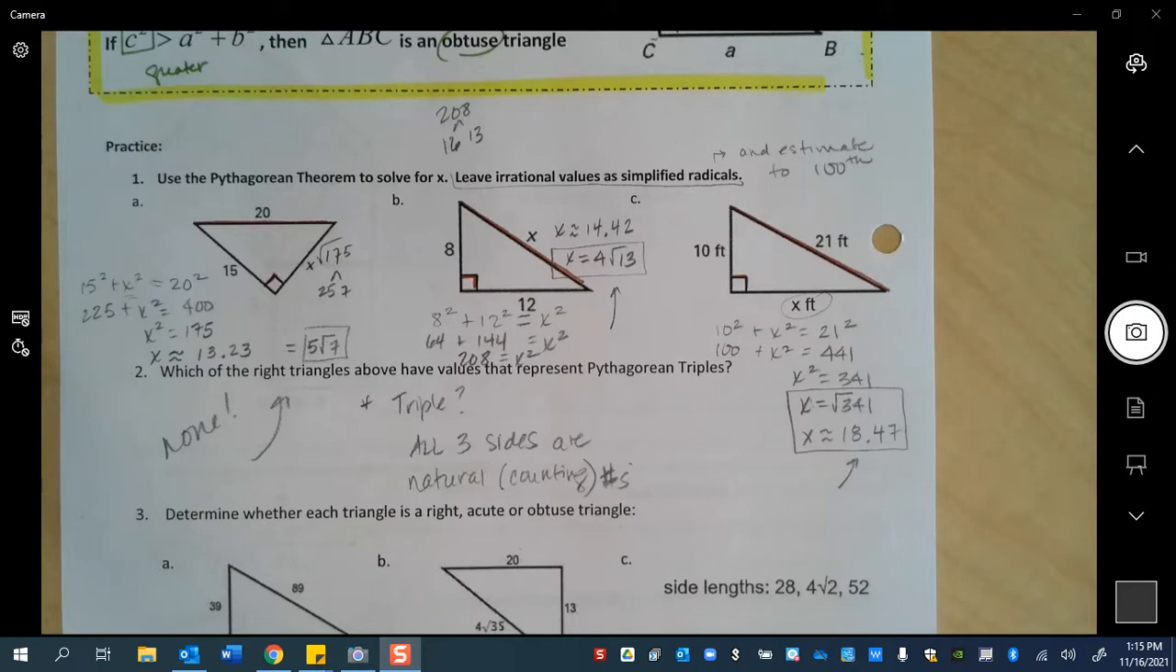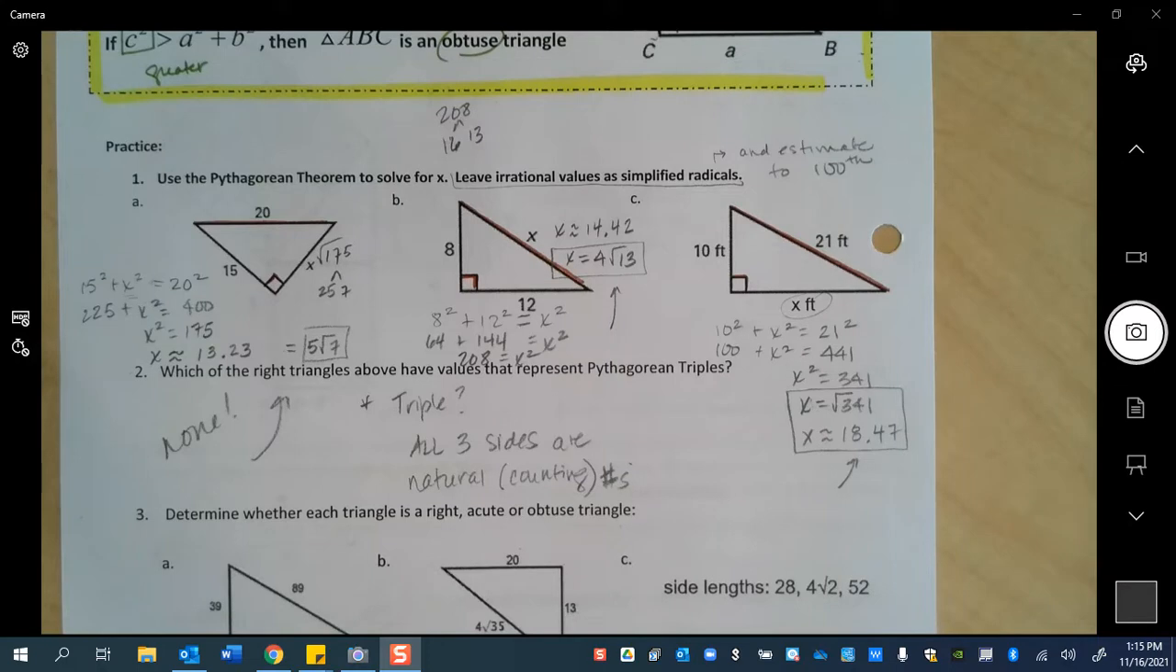175 is 25 times 7. I can take the square root of 25. He comes out of the radical, 7 stays inside. When I go to solve for x here, I get x squared is equal to 208. I take the square root of that. It's about 14.42. When I go to simplify 208, that's 16 times 13. So when I take the square root of 16, it comes out as 4. The 13 stays inside.